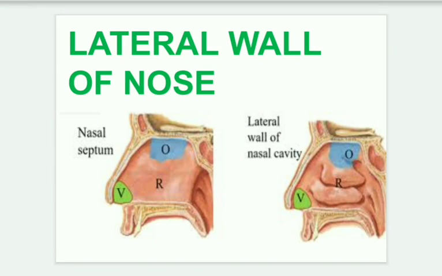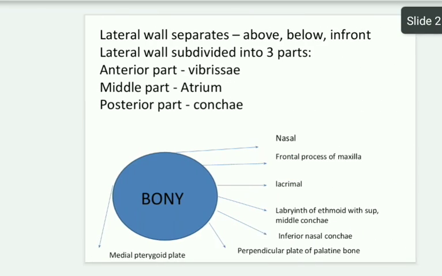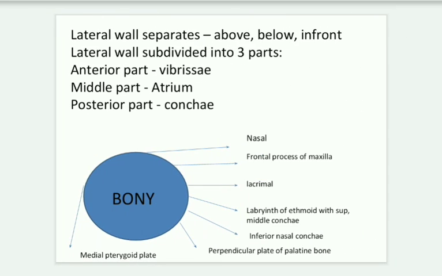Hello physios. Today we learn the topic of the lateral wall of the nose, after the completion of the nasal septum. In this we will learn the main important points: its separation, its parts, what are conchae, what are meatus, and what supplies them: blood supply, nerve supply, lymphatic drainage, and finally applied aspects.